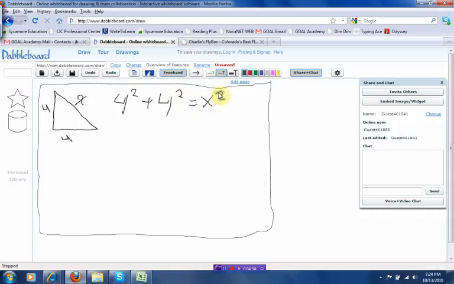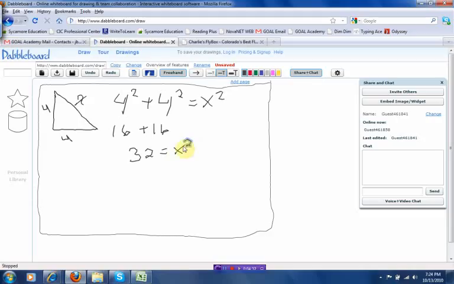Yes. Okay, so 4 squared is? 16. Good. So 16 plus 16 equals? 32. Good. So 32 is x squared, right? Now how do we find out what x is? How do we get rid of that squared right there? Take the square root. Good.